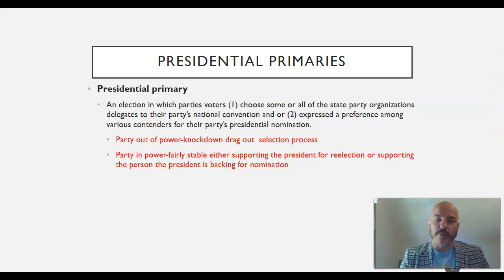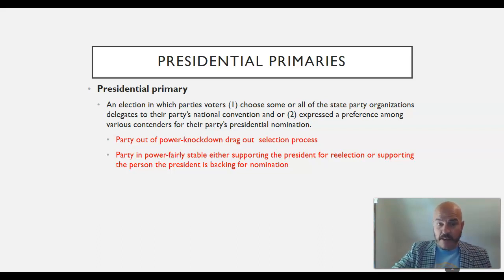So presidential primary, as we talked about, what is it? It's basically the election, whether it's either through the caucuses or through the primary, either closed or open primaries. They choose some or all of the state party organizations' delegates to the national convention. You do express a preference among these various contenders in the president's party's presidential nomination.